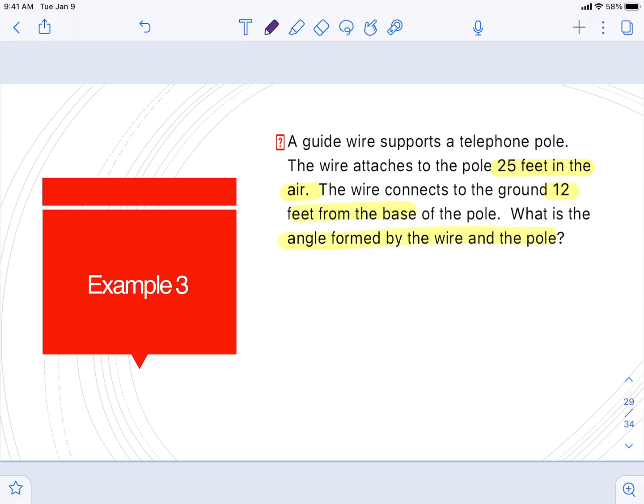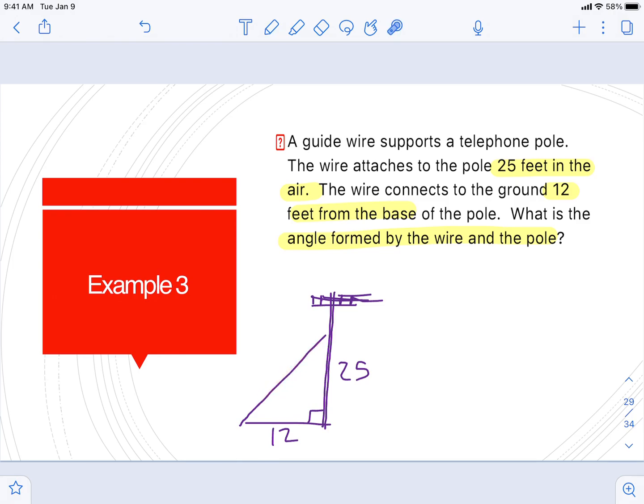All right, so if I make myself a telephone pole here, so there's my telephone pole. It's like that. It's got some cables running to it, kind of off to the side. And there's a guide wire that connects to the ground, kind of keeps it from tipping over. That forms our right triangle. The wire connects to the telephone pole 25 feet in the air, and the wire connects to the ground 12 feet from the base, so that's our horizontal. And we want to know the angle formed by the wire and the pole.